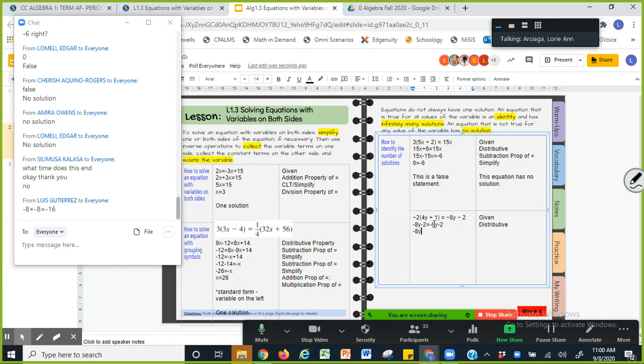When you move the other negative 8, Louise, what will happen to its sign? Should I change it to positive or keep it negative? Keep it negative, because if it's positive, then it will be 0, and it will be 1 on one side and 2 on the other side. It will be negative 5, which would basically be a false statement. But if you add them, then it would be a different answer.